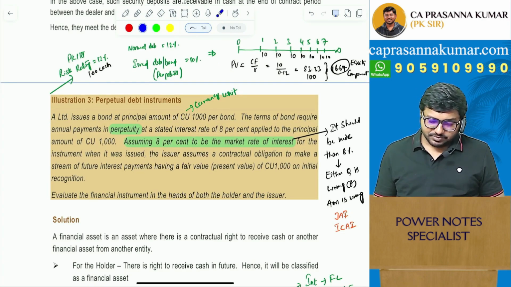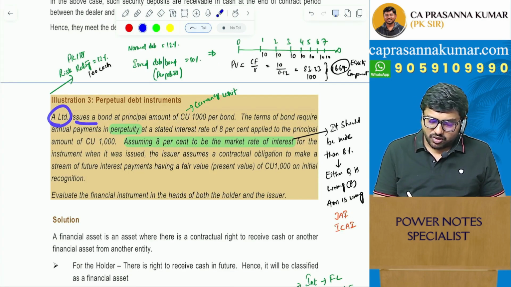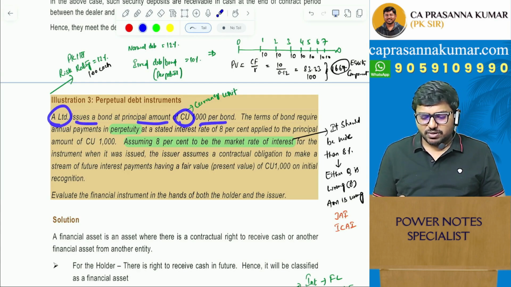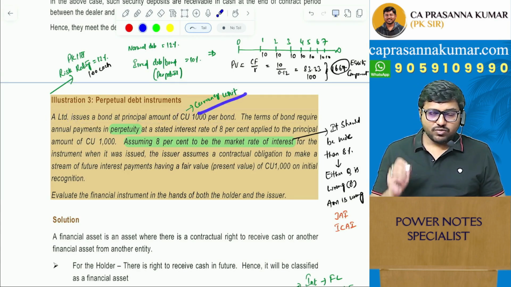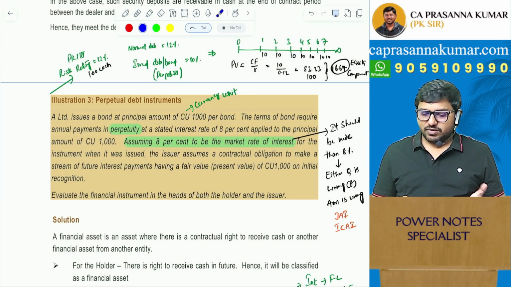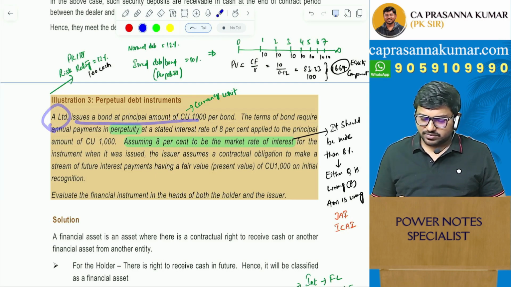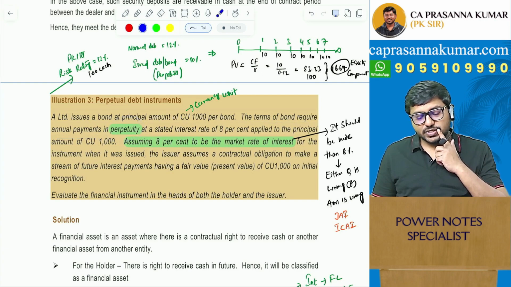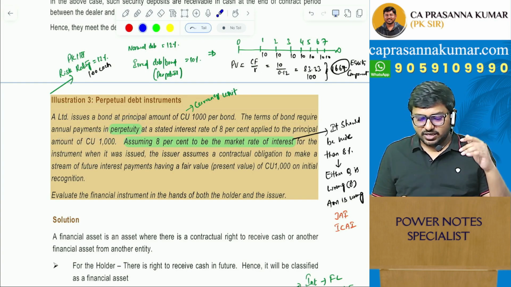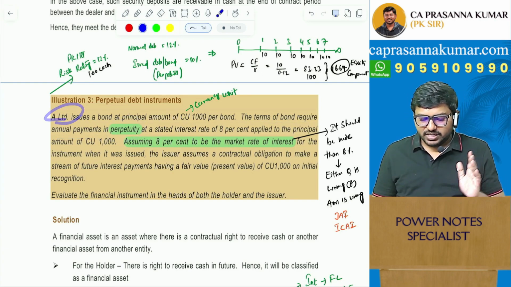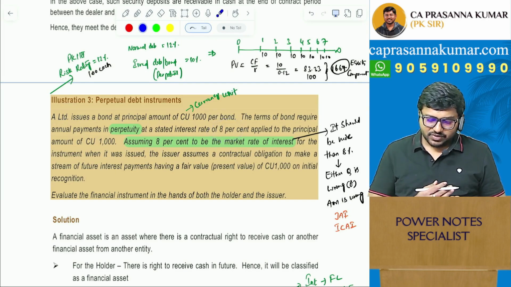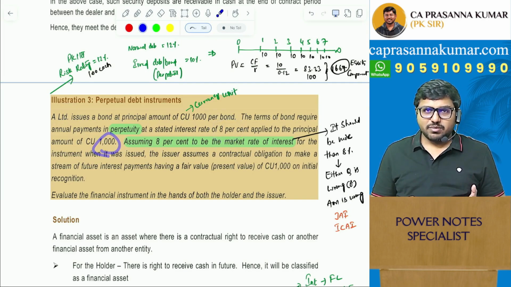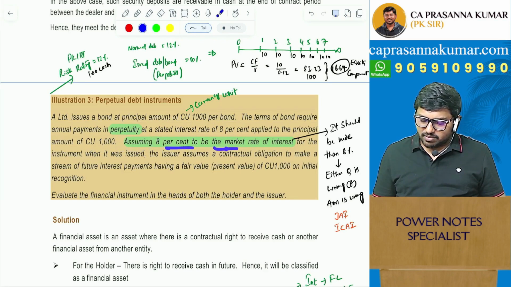Now, A Limited issues a bond at principal amount of CU 1000 per bond. CU means currency unit. I've written it over here so that when you're revising you'll not have any confusion. So who has issued? A Limited has issued bonds. The terms of the bond require annual payments in perpetuity. Perpetuity means lifelong, for indefinite life; A Limited has to keep on paying interest. How much? 8%. So on this 1000, you apply 8% and keep on paying interest.